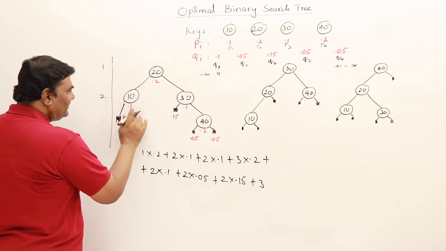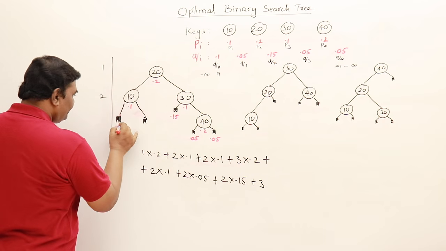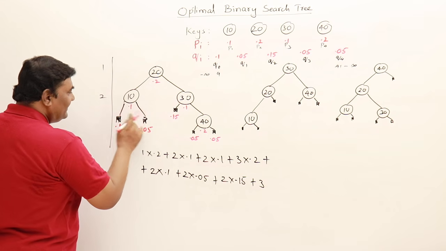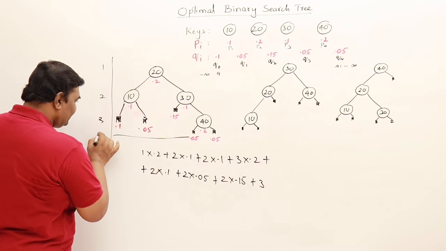Okay, I should draw them here till 40. So this is 0.1 and this is 0.5, 0.05. Okay, this is at level 3. They are at level 3. Then what about these nodes? These are at level 4.